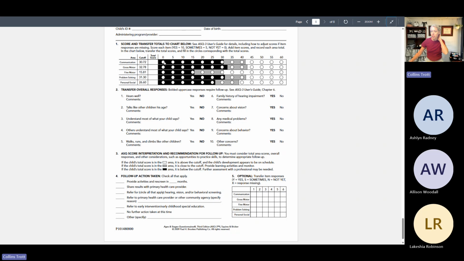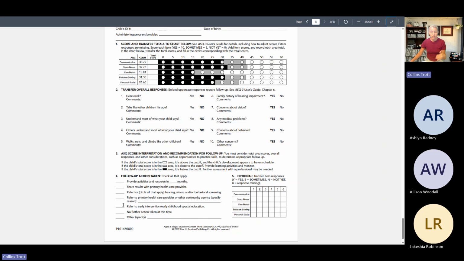So based on the information from this sheet is where I'm going to decide what follow-up actions are needed. Remember that communication was in the black, so that's probably something that we need to look at. So that's probably going to go to a healthcare provider. Or maybe it's something that we want to have more hearing, vision, or behavioral screening done.